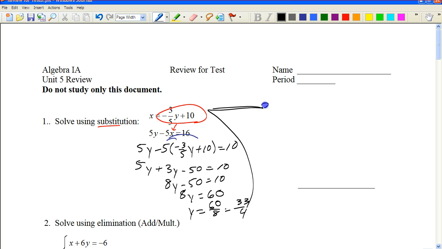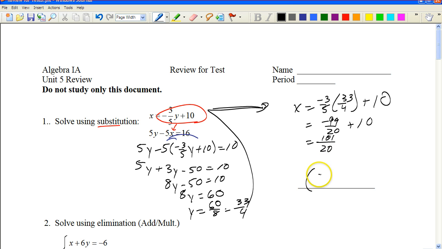And then you take that, put it in the original. X equals negative 3/5 times 33/4 plus 10. We're going to use our calculator for that, if you don't know how to do that by hand. Then we don't use decimals because we didn't start as decimals, so we get negative 99 over 20 plus 10. So we add 10 to that, and we get 101 over 20. So x is 101 over 20, and then y is, what was it, 33 over 4.